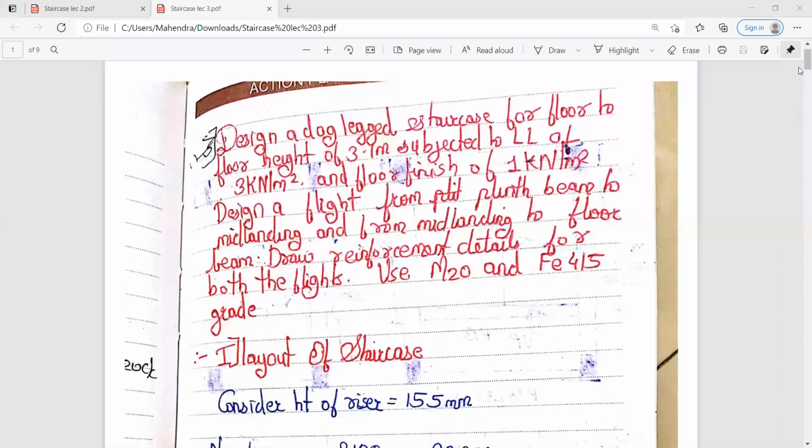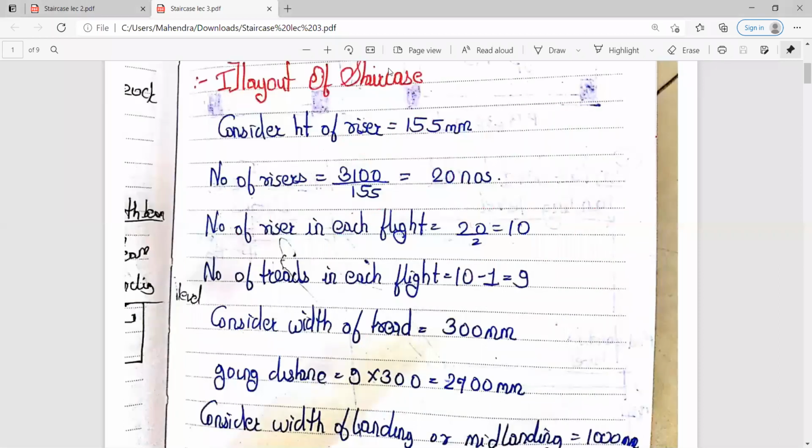So, starting with the layout of the staircase. First of all, you need to consider the height of the riser. As I've already told you, you need to assume the height of riser from 150 to 180 millimeter for residential building and from 120 to 150 millimeter for public building. As they have not mentioned whether it is a residential building or a public building, we'll consider a residential building only.